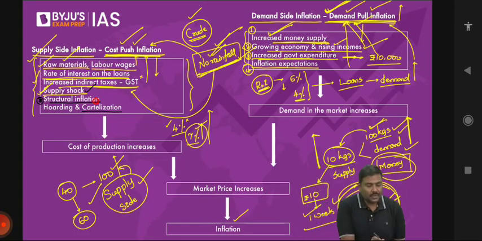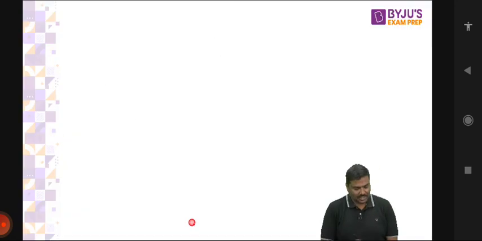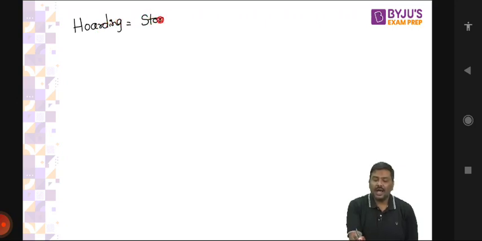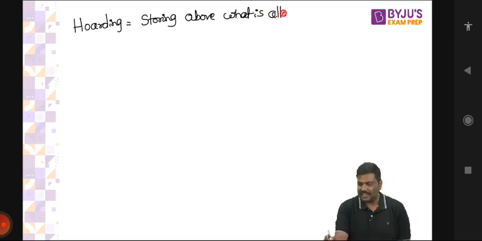Last one, hoarding. How will hoarding contribute to inflation? Let's understand it. First and foremost, what is hoarding? Follow the explanation here. Hoarding means storing above allowed levels. Storing above what is allowed. What is allowed? I'll give you an example. Please have patience.